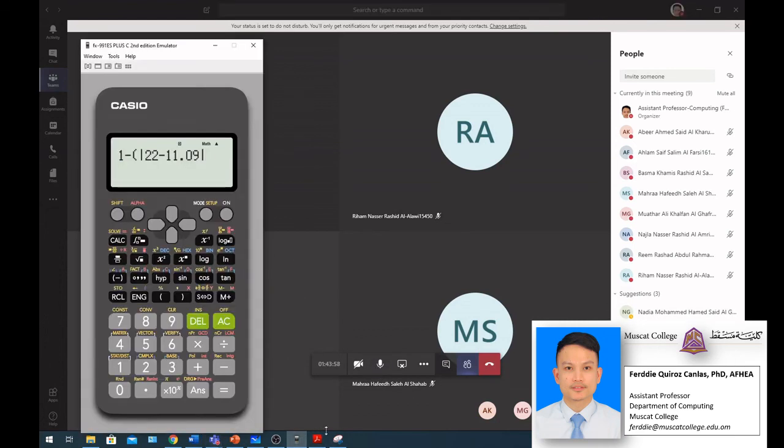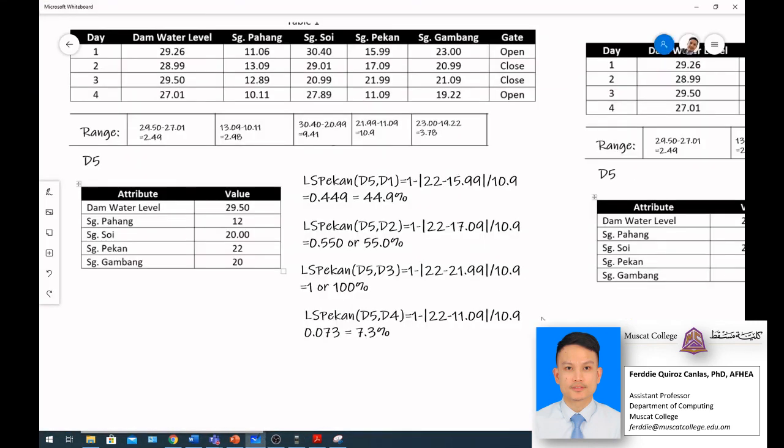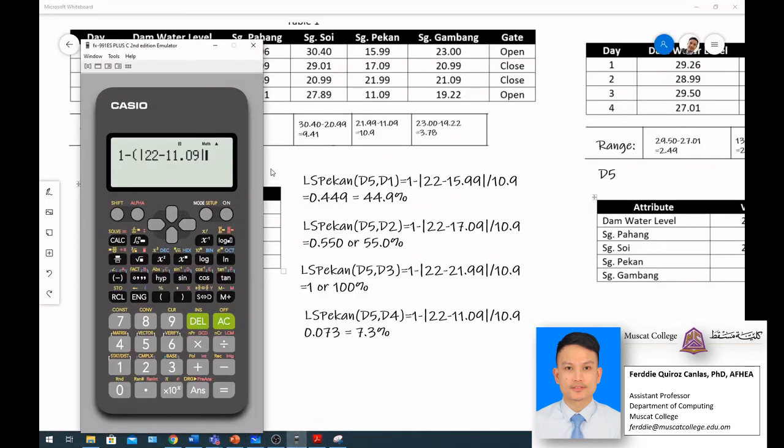Where am I? So this is, let me just check if the output is correct here. Divided by 10.9 equals, oh, it's like this. I've got the wrong answer. 1 minus 22 minus 11.09 over 10.9. Did you get the same output with me? Do we have the same outputs, all of you?